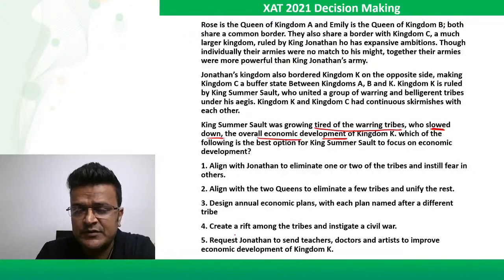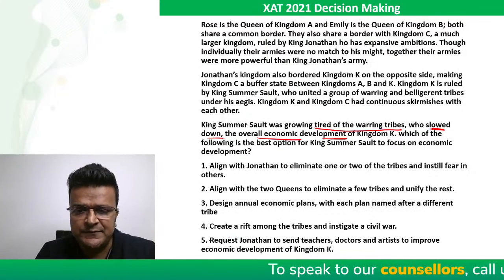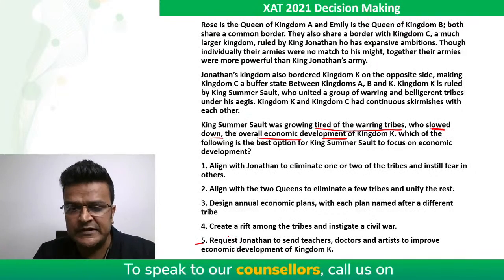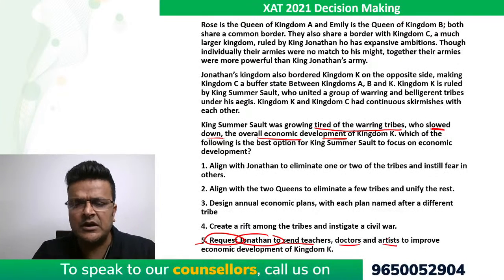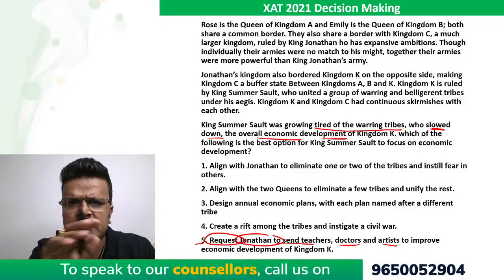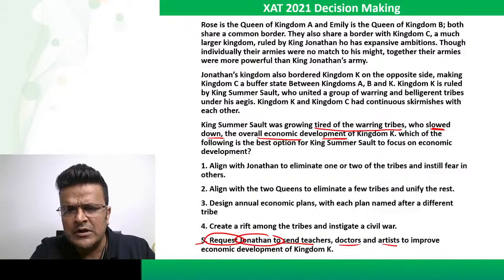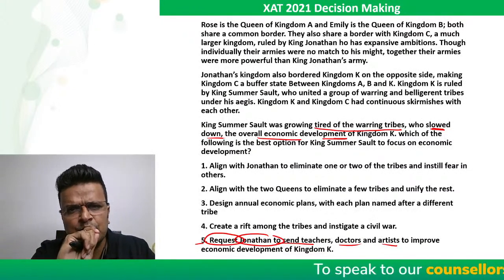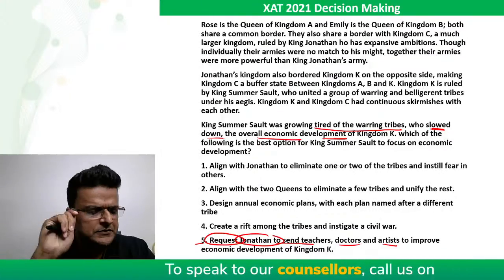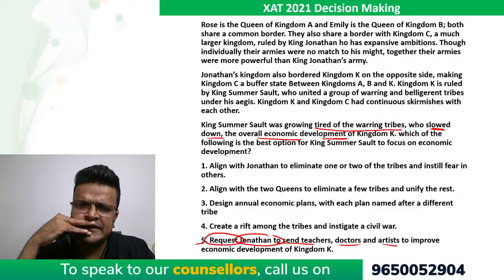Look at this, guys. This is how you go wrong in these papers, right? This kind of an exam. A lot of you have chosen the fifth option. It says, request Jonathan to send teachers, doctors, and artists. Does this country not have them? Please read the case and tell me, where does it show that this country does not have teachers, doctors, and artists? Please read and let me know. Does it say that?